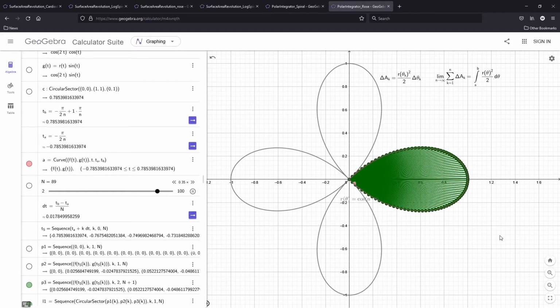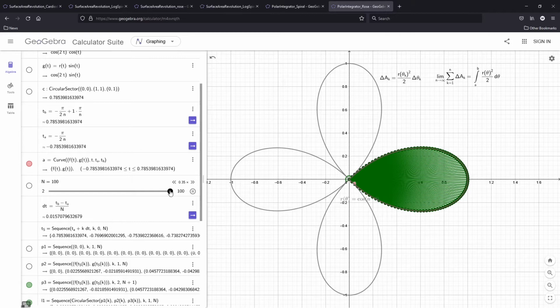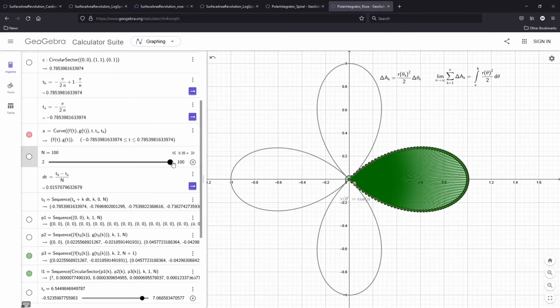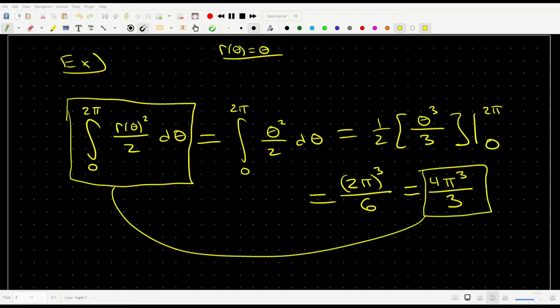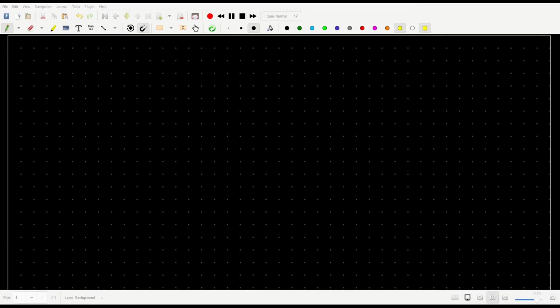In the last example, we had the bounds for the spiral explicitly given to us. For this problem right here, we don't necessarily have bounds. We need to go through and figure out what the bounds are for one petal of this rose just using the function r, the radius function. So this isn't too difficult to do. We have that r of theta is equal to cosine of n theta for the rose.